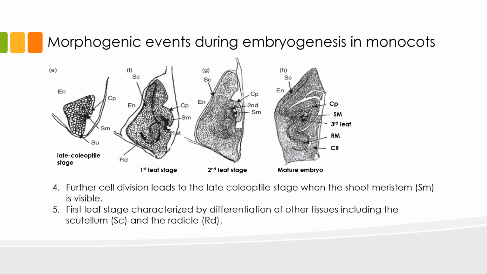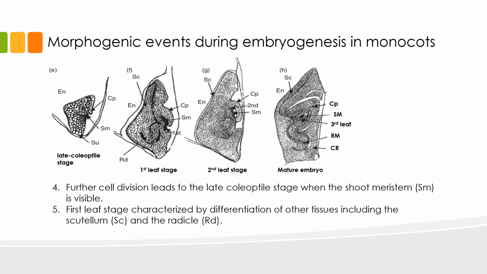Further cell division of the embryo at the early coleoptile stage moves the embryo into the late coleoptile stage, when the shoot meristem becomes visible. Shoot meristem here is abbreviated as SM. Then we have the first leaf stage, which is characterized by the differentiation of other tissues, including the scutellum and the radicle. The scutellum is abbreviated as SC, and the radicle is abbreviated as RD.